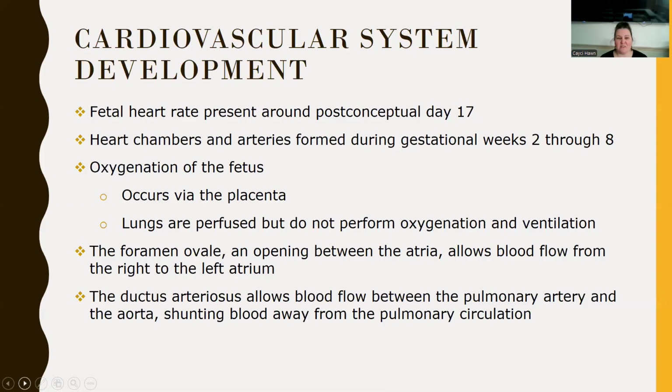Oxygenation of the fetus occurs via the placenta because the lungs do get perfusion, but they don't perform oxygenation and ventilation due to being in a fluid-filled environment. The placenta does that for the fetus. The foramen ovale, the opening between the atria, allows blood flow from the right to the left atrium, and the ductus arteriosus allows blood flow between the pulmonary artery and the aorta, which causes that shunting of blood away from the pulmonary circulation.